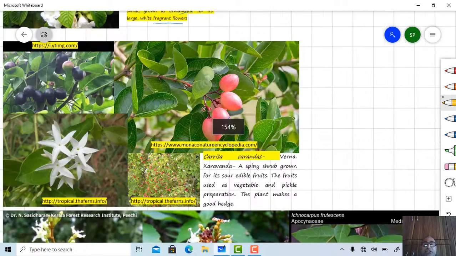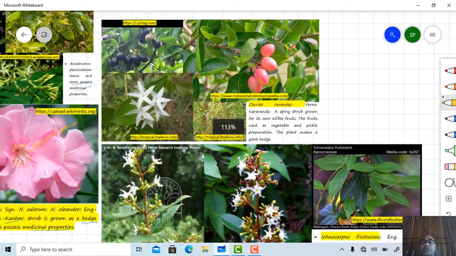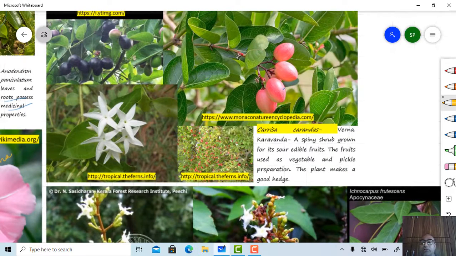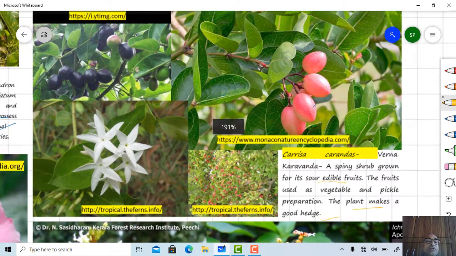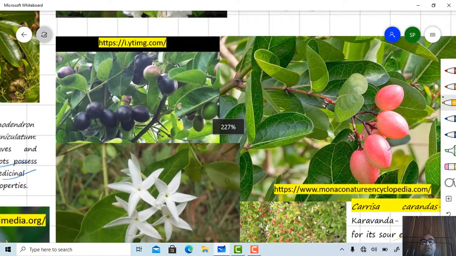frutescens. Next common plant is Carissa carandus. Vernacular name is Karvanda, a spiny shrub grown for its sour edible fruit, and these fruits are used as a vegetable as well as pickle is prepared from its fruits. The plant makes a good hedge, so it may act as a hedge plant. So this one is Carissa carandus.